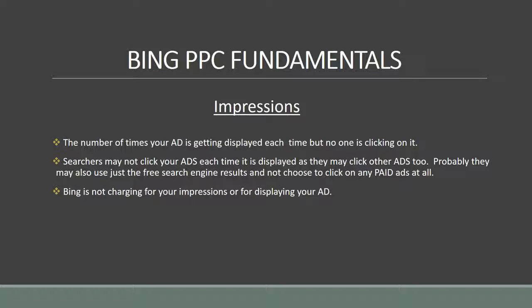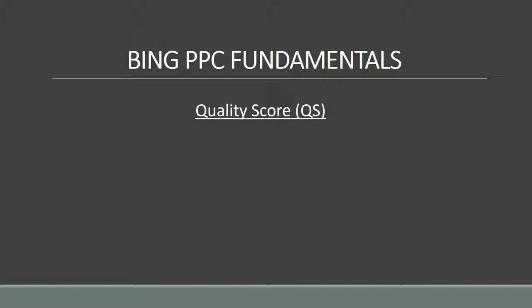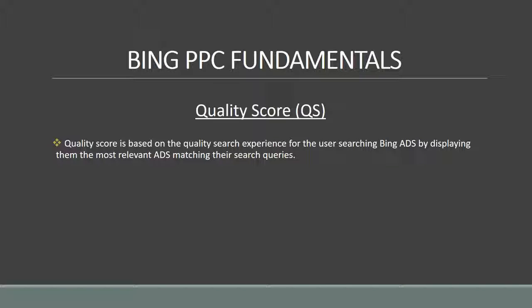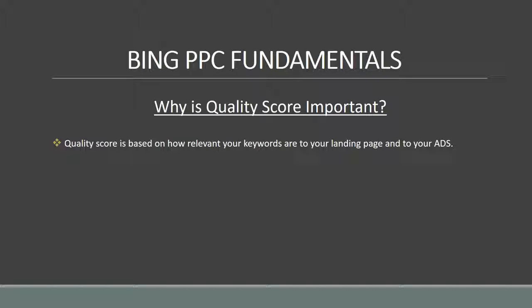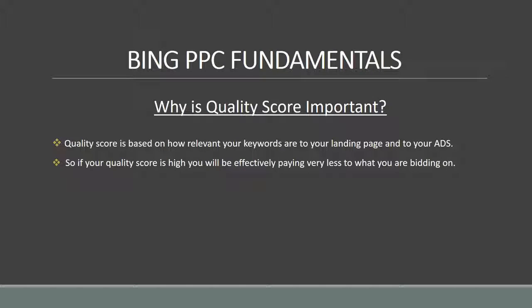That leads us to the most important metric, that is quality score. Quality score is based on the quality search experience for the user searching Bing ads by displaying them the most relevant ads. This is the primary goal of all PPC networks. This score ranges from 1 to 10. Why is quality score important to us as an advertiser? Quality score is based on how relevant your keywords are to your landing page and to your ads. So, if your quality score is high, you will be effectively paying less than what you are bidding.